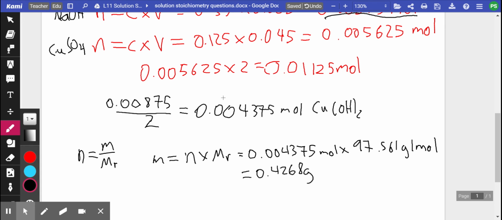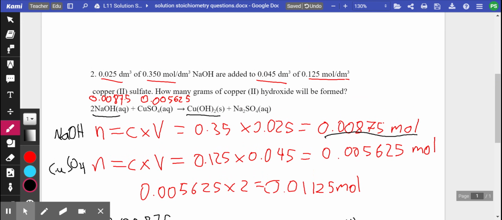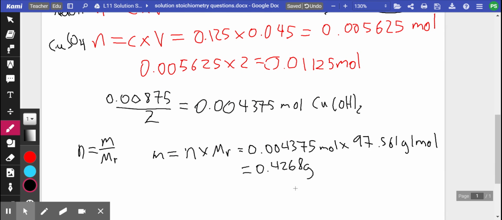In a question where they give you values for both reactants, you first need to find which is the limiting reagent, which will run out first. And after that, you carry on with a normal procedure to find the moles, the possible moles that you could make of the product, which is the following.